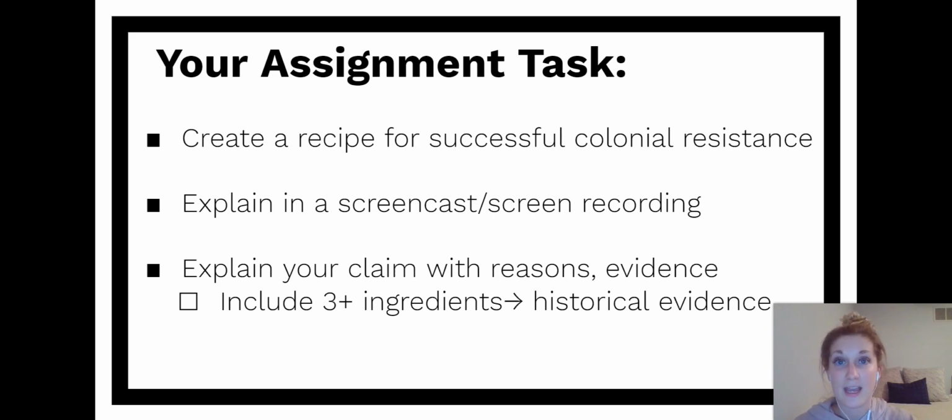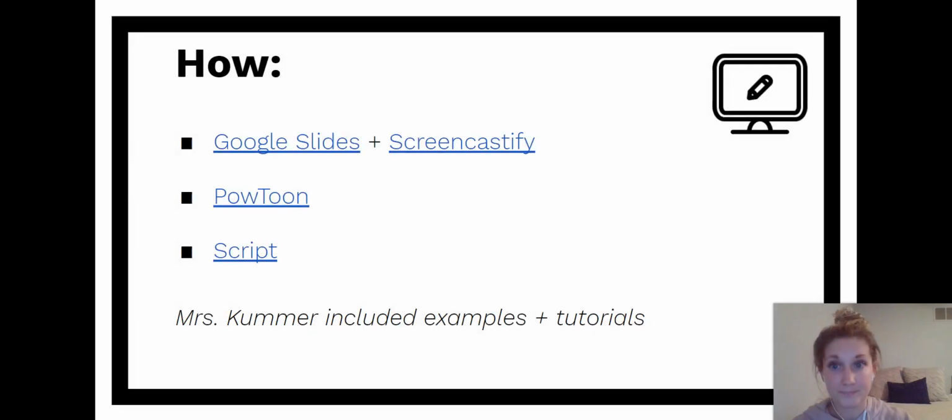You're going to demonstrate that in a screencast information recording, so it's a little bit easier and more bite-sized for your audience to receive. You're going to explain your claim, really your recipe, your stance on things, using reasons and evidence. And that evidence, as always, should be based on historical context and historical references. You should reference them on a references slide.